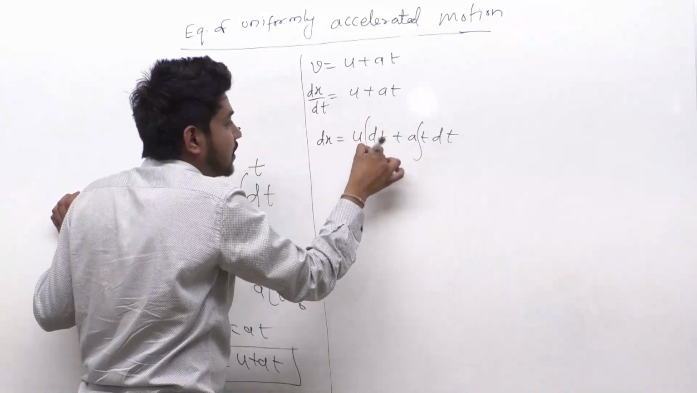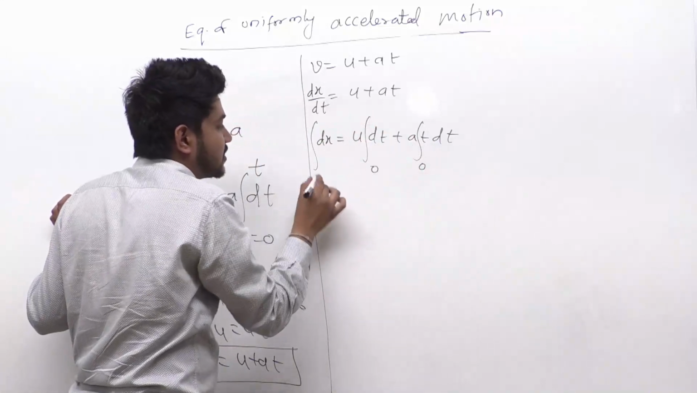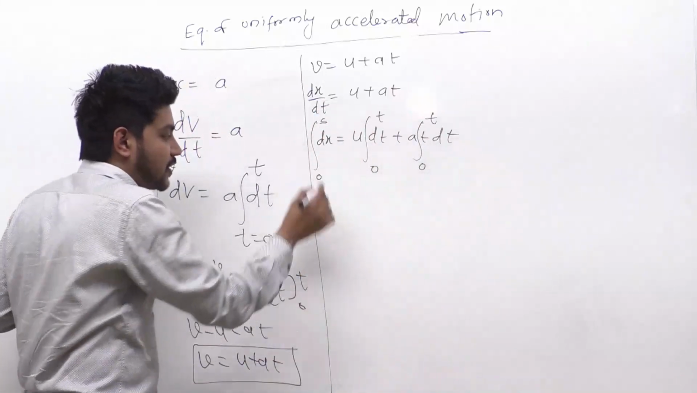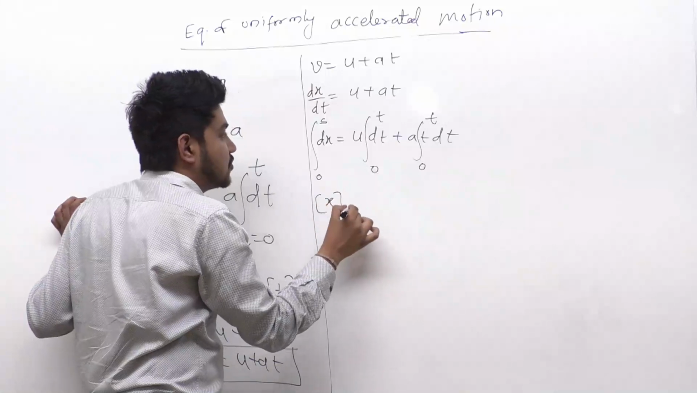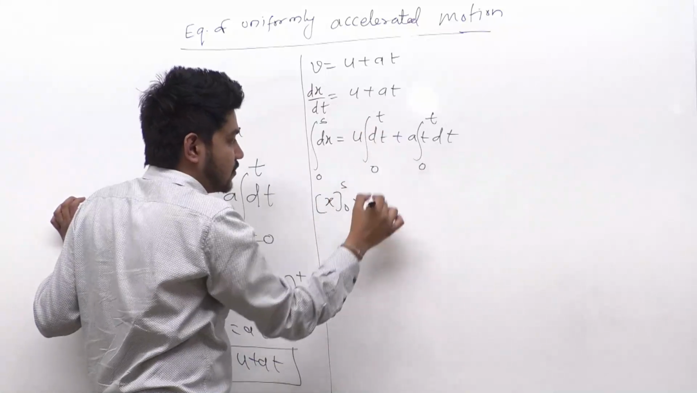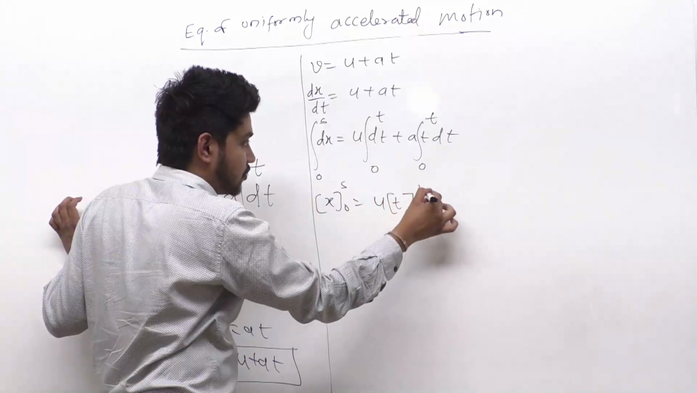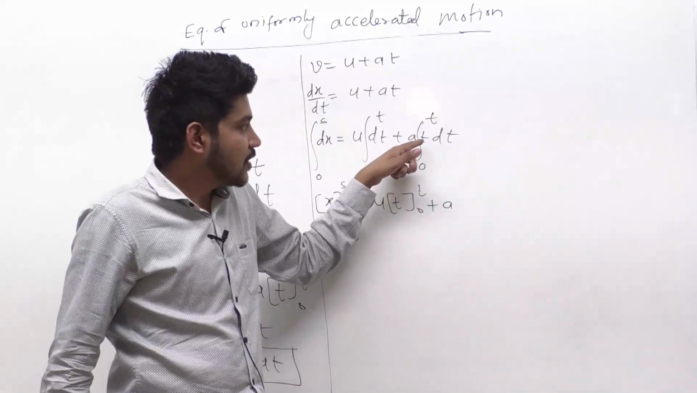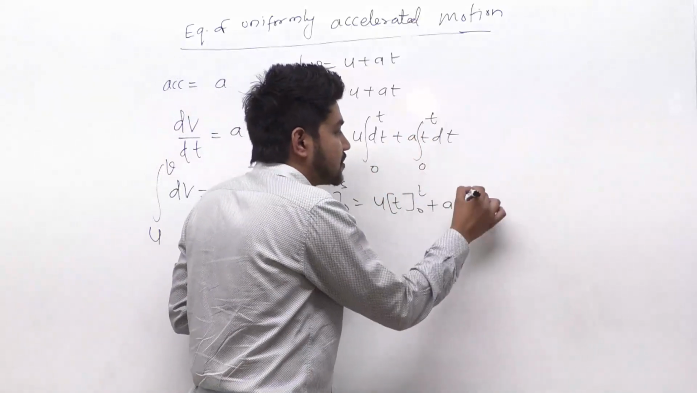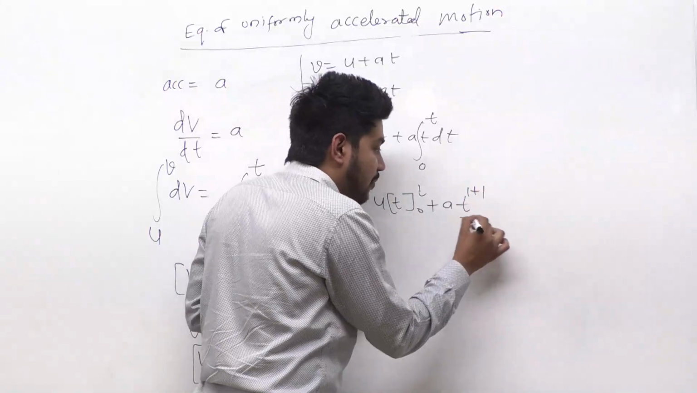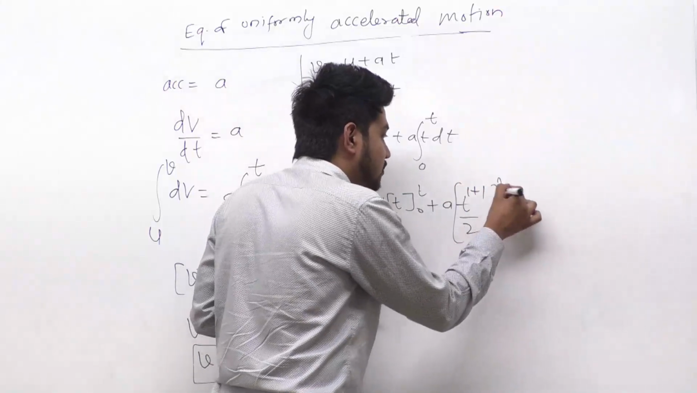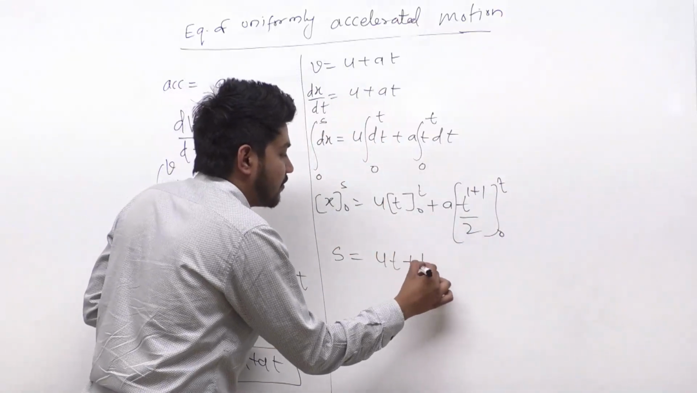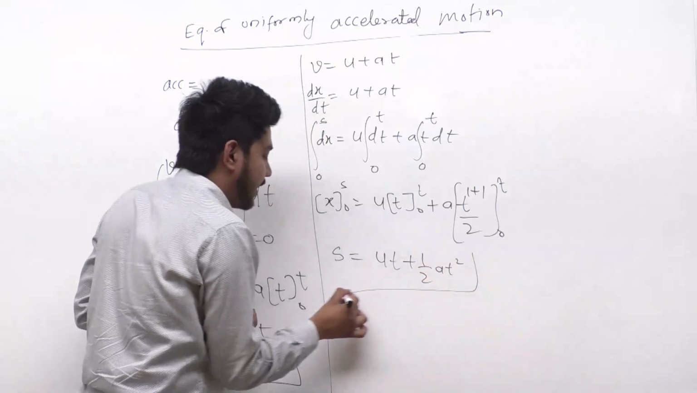Again I'll substitute the limits. At t is equal to 0, let's say displacement is 0, and at any time t displacement is s. So from here we'll substitute the limits: x limit will be 0 to s. Over here if we integrate u dt, it will be u times t from 0 to t, but over here it is t dt, so we have to integrate it by the power rule, which is power plus 1 upon power, so t square by 2, and the limit will be 0 to t. If I simplify this, s is equal to ut plus half of at square. So this is the second equation of motion.